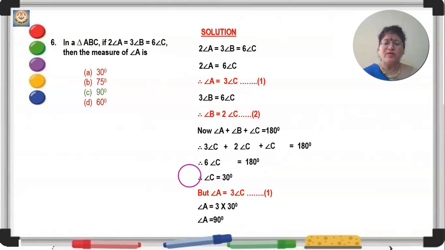Right? So what is the measure of C? C is 180 divided by 6. So C equal to 30 degree. Now if C is equal to 30 degree, go back to this equation 1. We have to find the value of A. What is A? A is 3 times angle C. So A is 3 into 30. So A is 90 degree. So we got the measure of A as 90 degree.